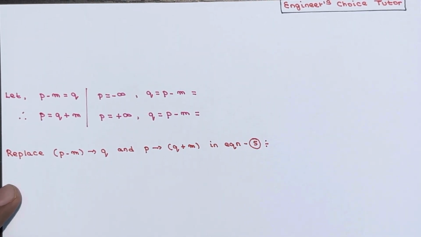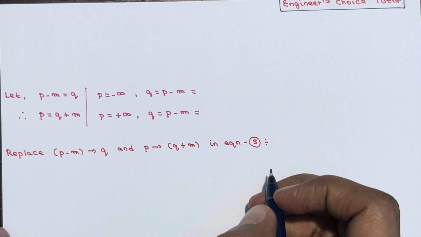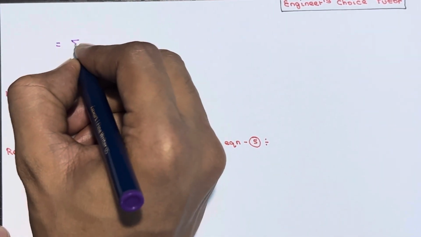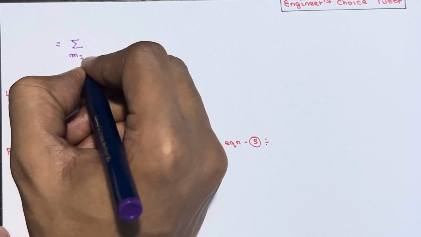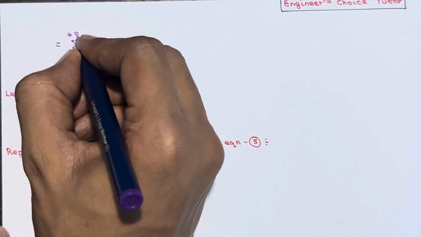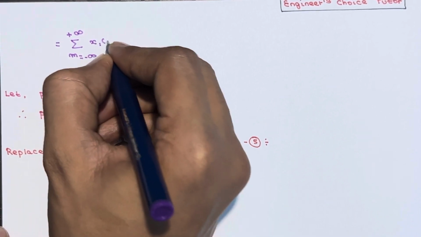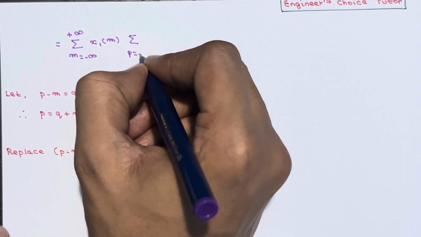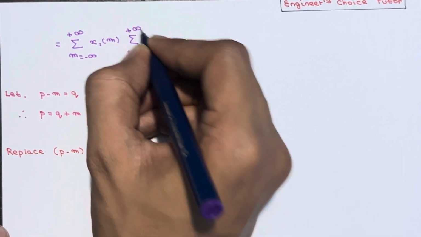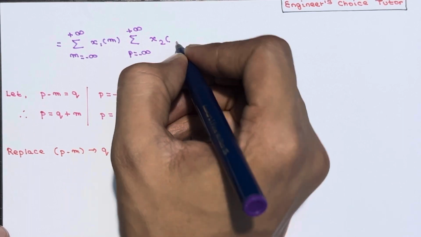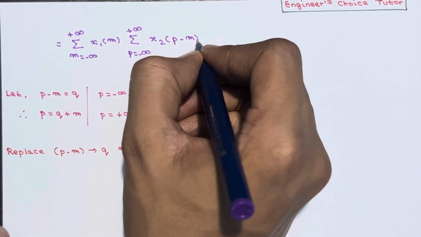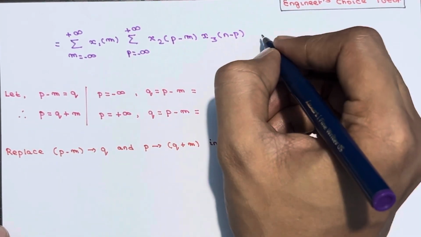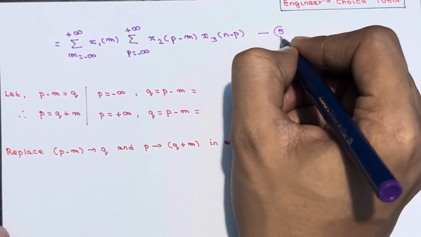So what was the last equation we just now calculated? So the equation is basically equal to summation limit m is equal to minus infinity to plus infinity x1 of m, and summation p is equal to minus infinity to plus infinity x2 of p minus m into x3 of n minus p. Let's say this is equation number 5.